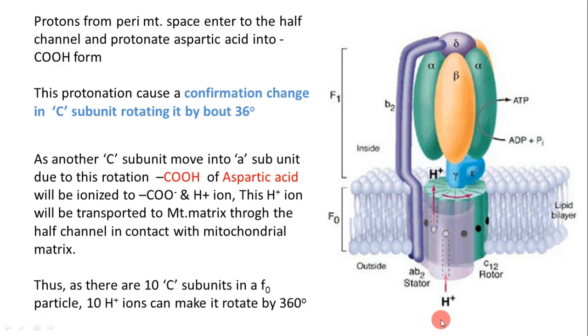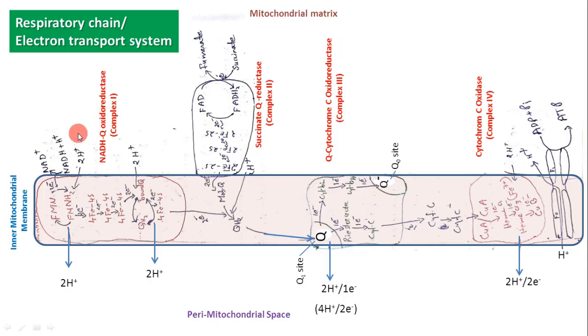So by 10 H plus ion pumping, a 360 degree rotation is possible. So to rotate the F0 particle by 360 degrees, a minimum of 10 H plus ions has to be pumped from the perimitochondrial space into the mitochondrial matrix through these half channels. We already studied that when one NADH transfers its electrons into the electron transport system and they travel through these complexes and reach the final electron acceptor, as a result 10 H plus ions are pumped into the perimitochondrial space. So when these 10 H plus ions are pumped back into the mitochondrial matrix through the F1 F0 particle, a complete rotation of the F0 particle takes place. As a result, a complete rotation of the F1 particle also takes place.